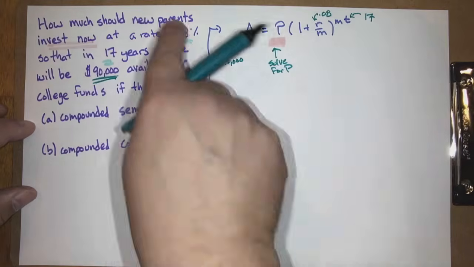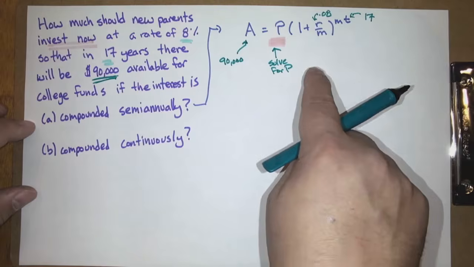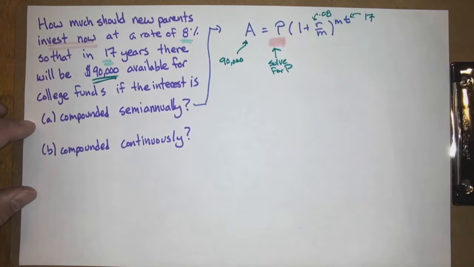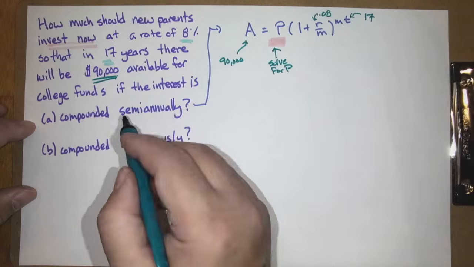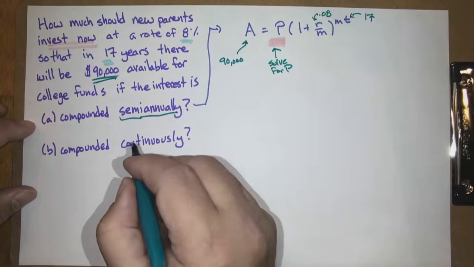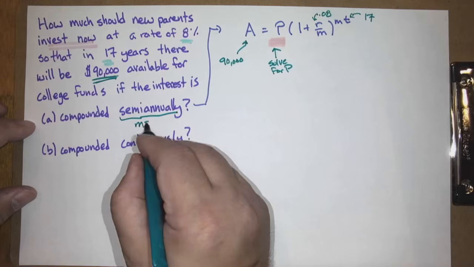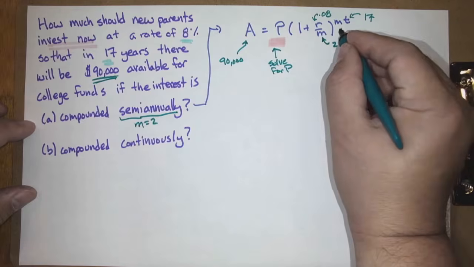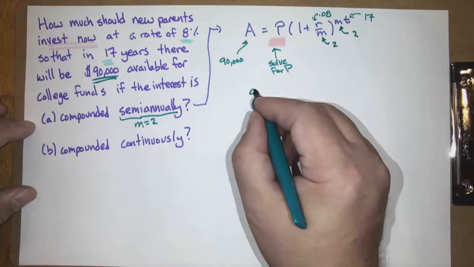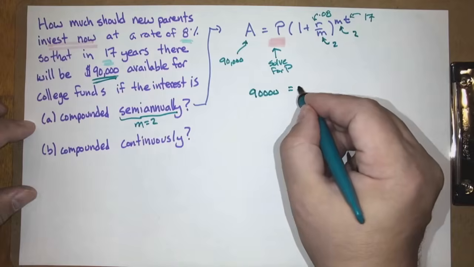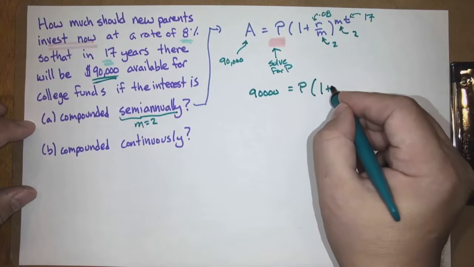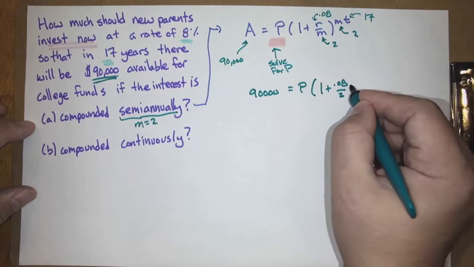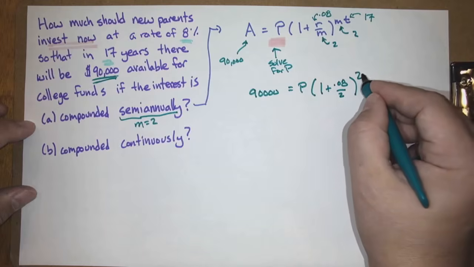Now, we've run out of numbers, but we haven't run out of symbols yet. We still need M. What would M be? What's our clue for M? It comes from this word, semi-annually, which means twice a year. So M equals 2. So we put all these numbers in: 90,000 equals P times 1 plus 0.08 divided by 2 to the 2 times 17.